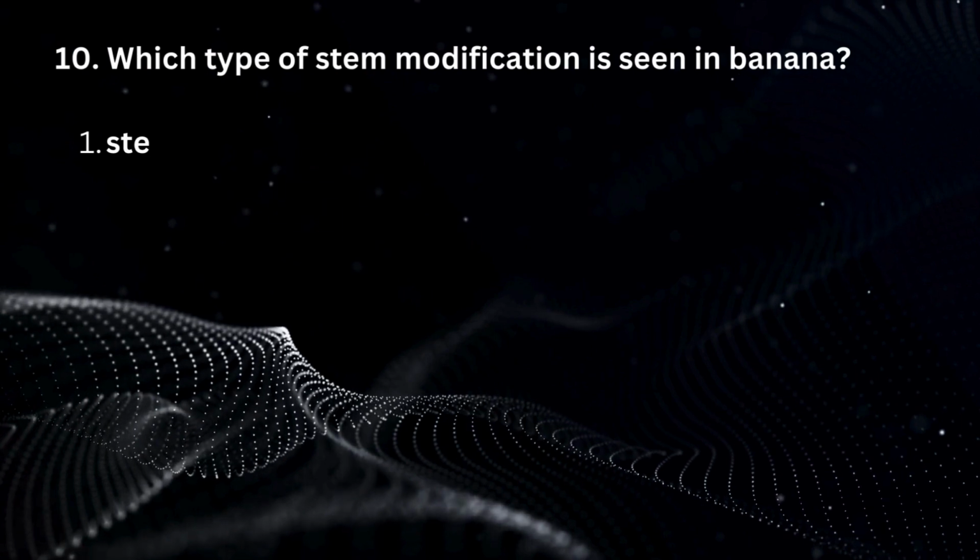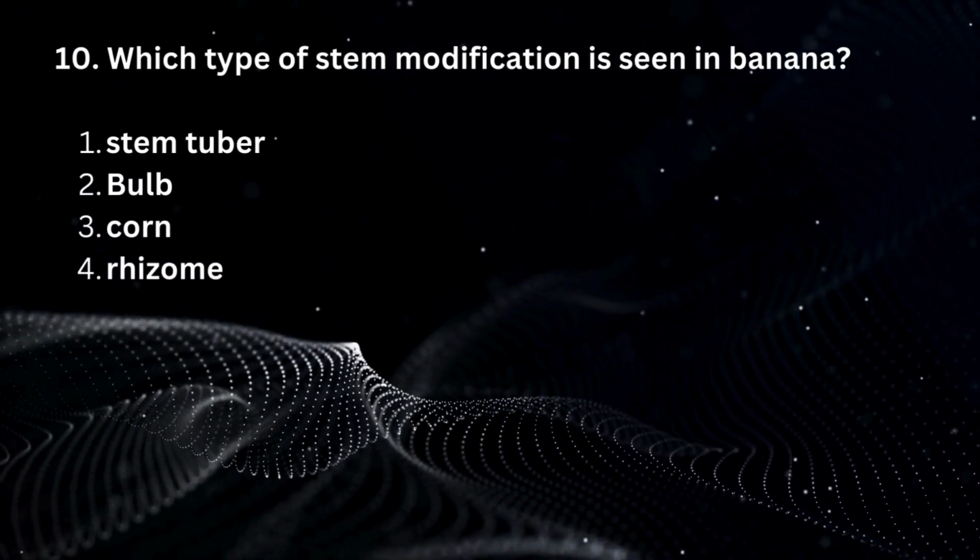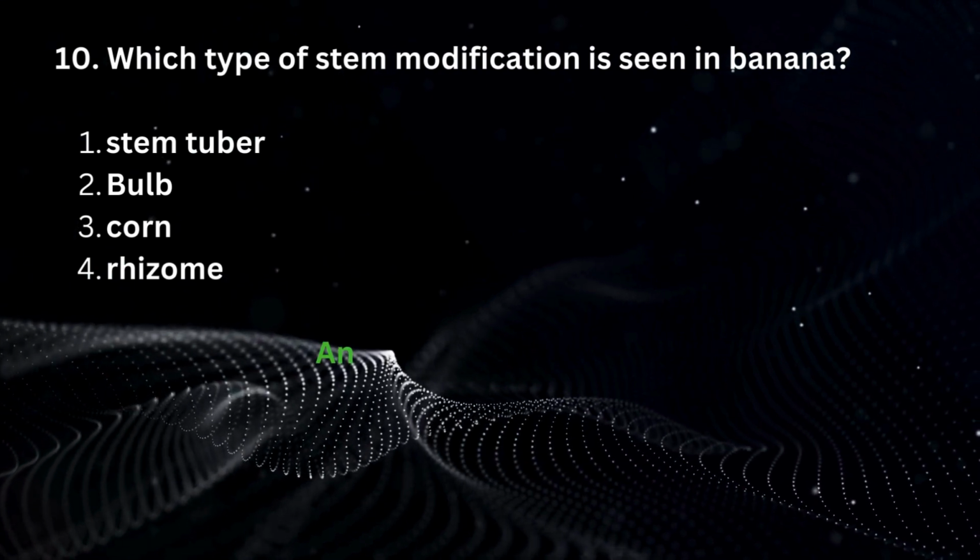Question number 10, which type of stem modification is seen in banana? 1. Stem tuber. 2. Bulb. 3. Corm. 4. Rhizome. The answer is 4.